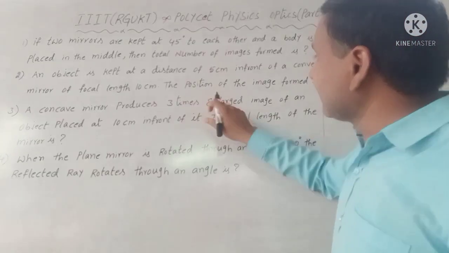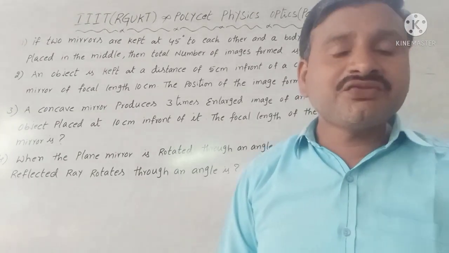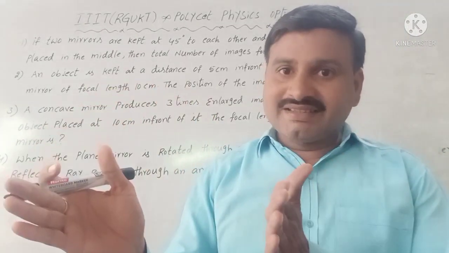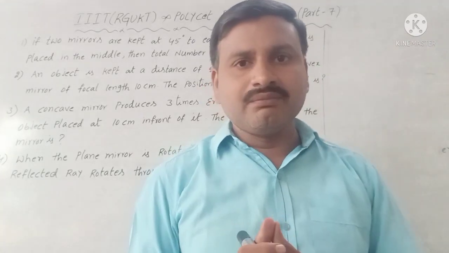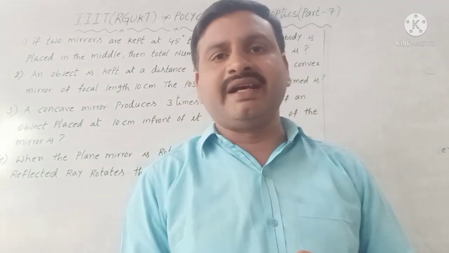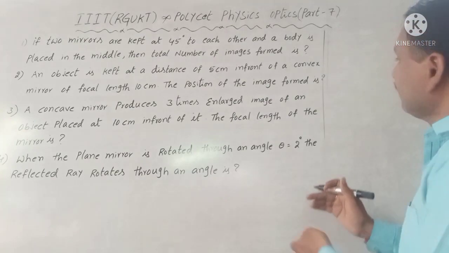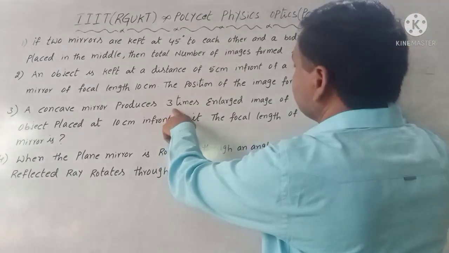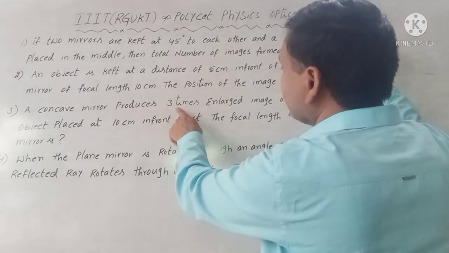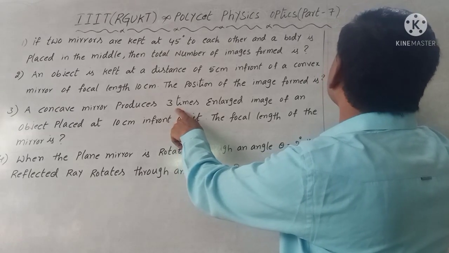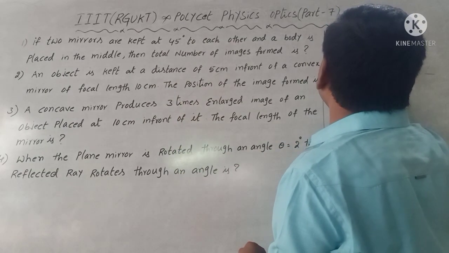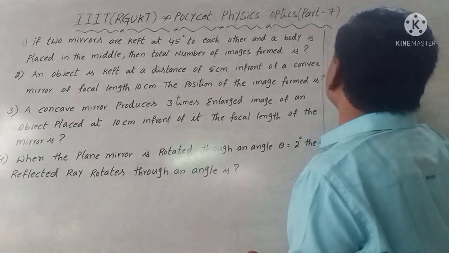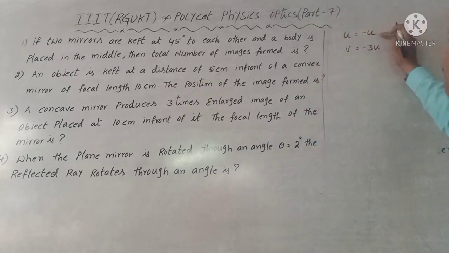So where is the enlarged image formed? The object is placed between F and C, and the image is formed beyond C. Beyond C the magnified image is formed. So here U value is not given first of all, so we take U. And V is equal to how many times? 3U times. So always the object distance is taken negative.